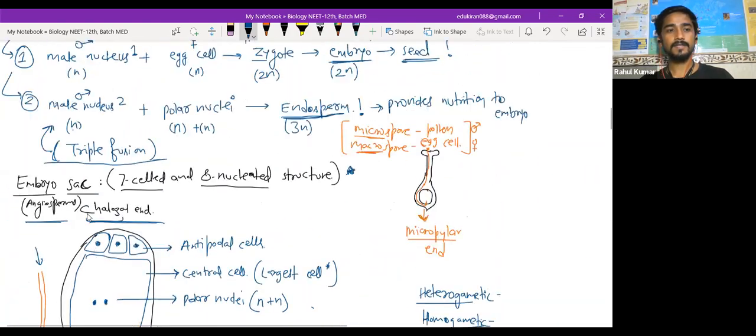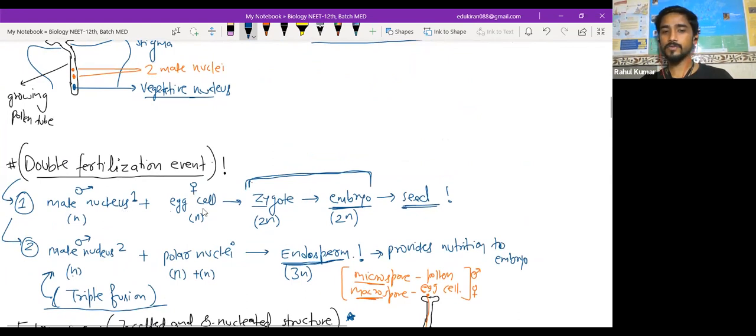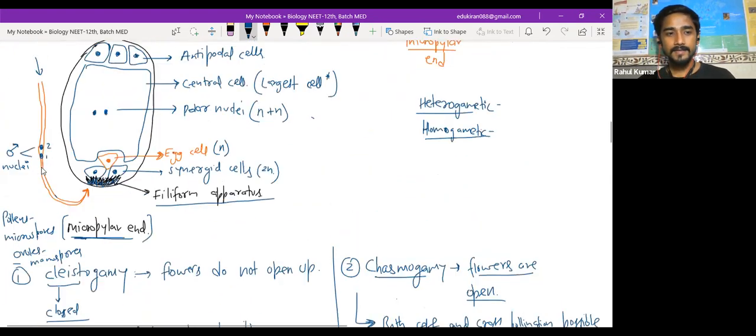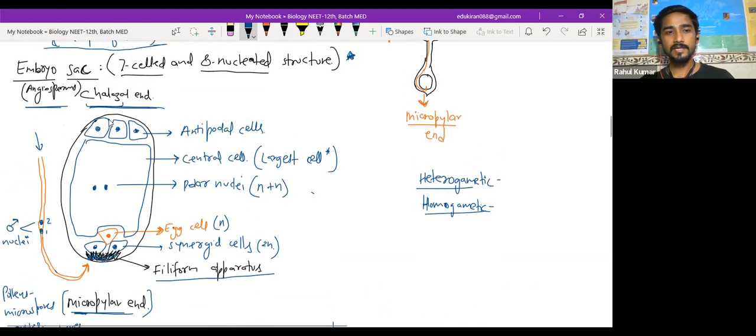This is the double fertilization event. One male nucleus will fuse with one egg cell and make a zygote, embryo, and seed, about which we have studied already. And the second male nucleus will fuse with the polar nuclei. So three cells are these: two synergids, one egg cell. Then there are three cells on the chalazal end, which are called antipodal cells.